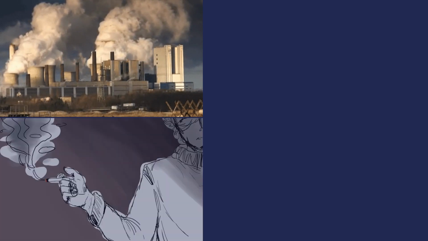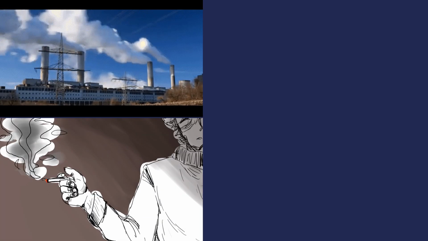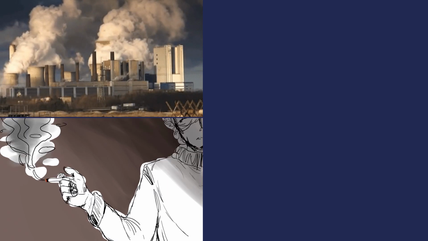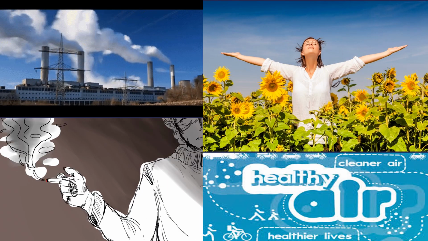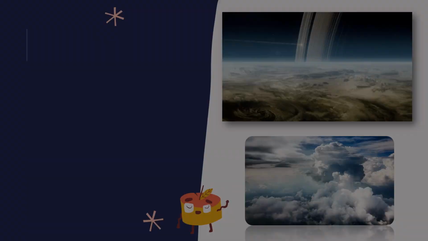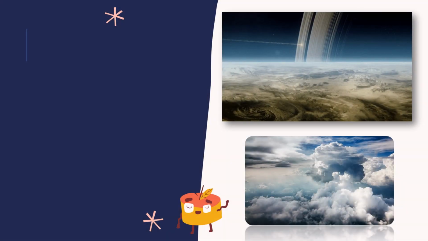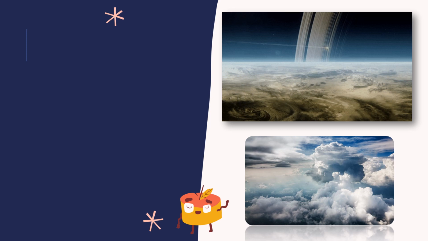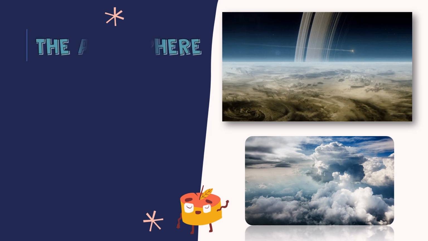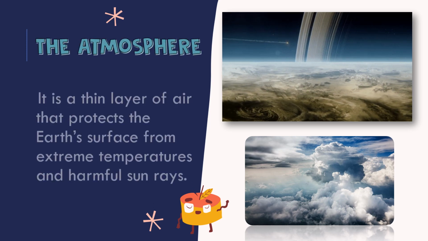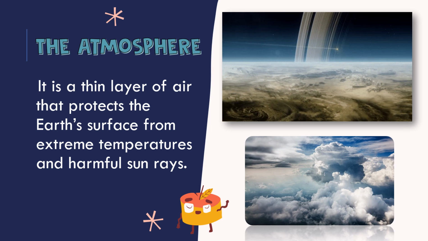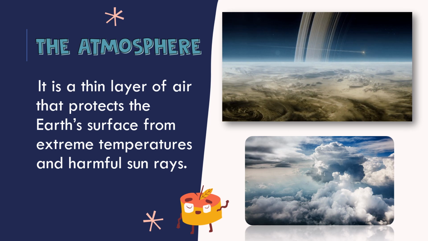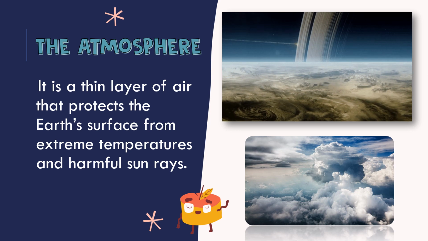Man tends to take air around him for granted. However, like other essential resources, man cannot live without air. This blanket of air that surrounds the Earth, capable of supporting life, is called the atmosphere. The atmosphere is a thin layer of air that protects the Earth's surface from extreme temperatures and harmful sun rays.